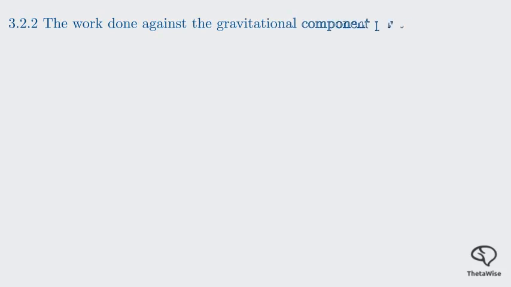Now let's move to part 3.2.2. The question asks for the work done against the gravitational component parallel to the plane. To understand this, we need to consider the forces acting on the car. The force of gravity always acts straight downwards, but on an inclined plane, we can resolve this force into two components. One perpendicular to the plane and one parallel to the plane. The component parallel to the plane is the one that pulls the car down the incline.